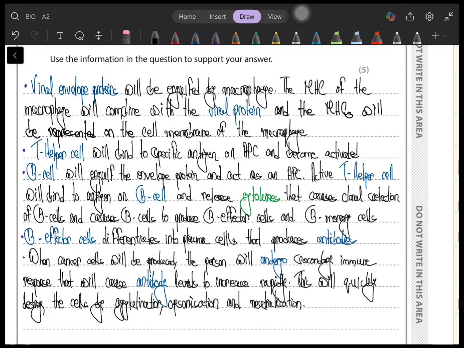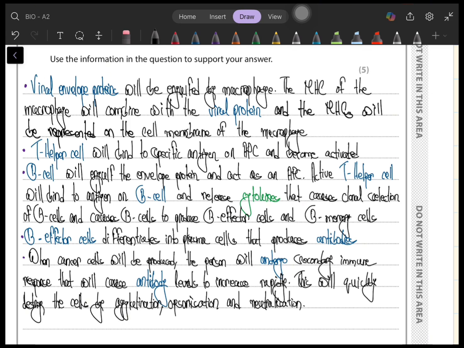The viral envelope proteins will be engulfed by macrophages. The MHC of the macrophage will combine with the viral protein, and the MHC complexes will be presented on the cell surface membrane of the macrophage. The T helper cell will bind to the specific antigen on the APC, antigen presenting cell, and becomes activated as well. B cell will engulf the envelope protein and act as an APC. Active T helper cell will bind to antigen on B cell and release cytokines, right?